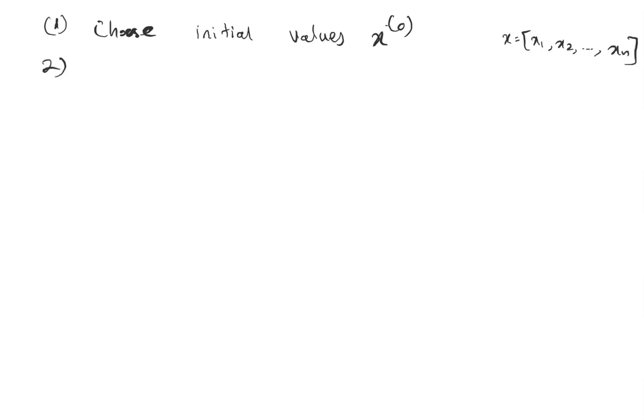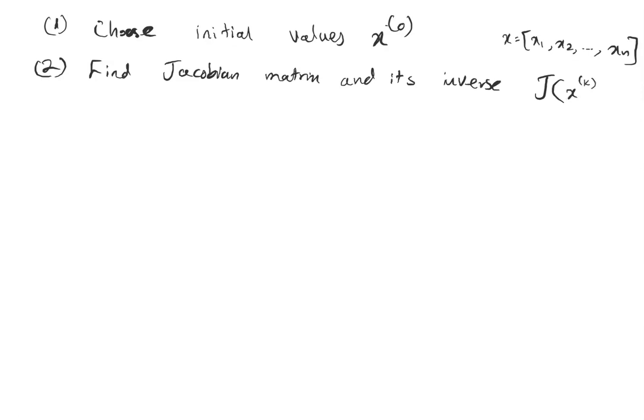The second step, we determine the Jacobian matrix and its inverse. So the Jacobian matrix at the current iteration, we call it iteration k, and its inverse.